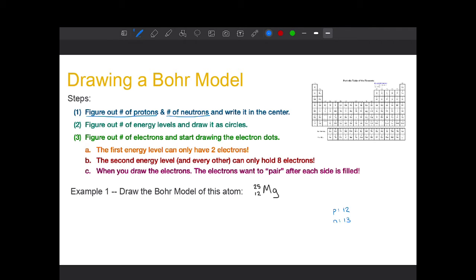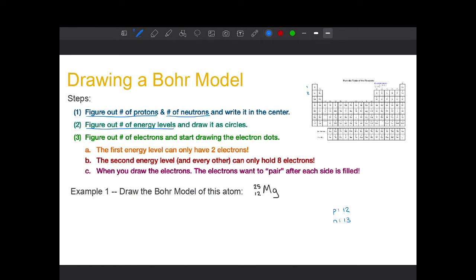Alright, step number 2. Step number 2 says, figure out the number of energy levels and draw as circles. Remember those rings that you see in the Bohr model? Those rings are called energy levels. Each ring is one energy level. And you should know that based on the periodic table, every row that you go down, the more rings there are.